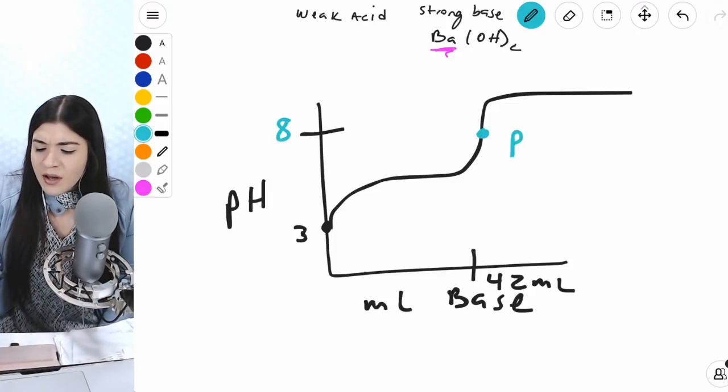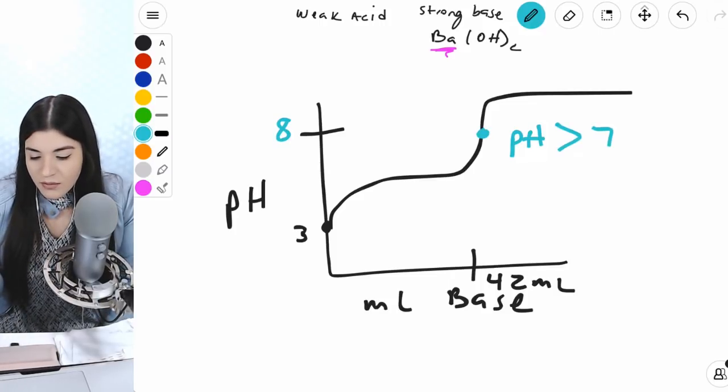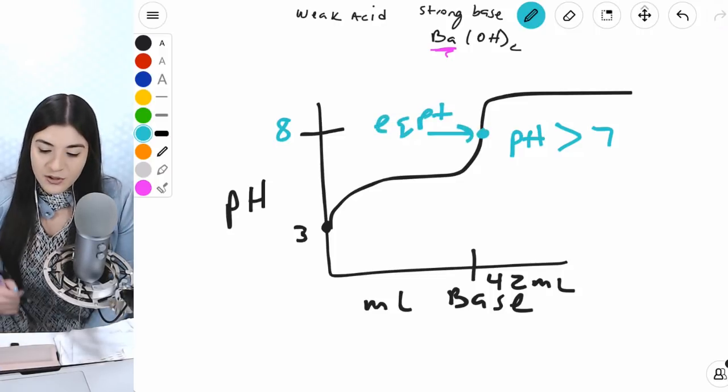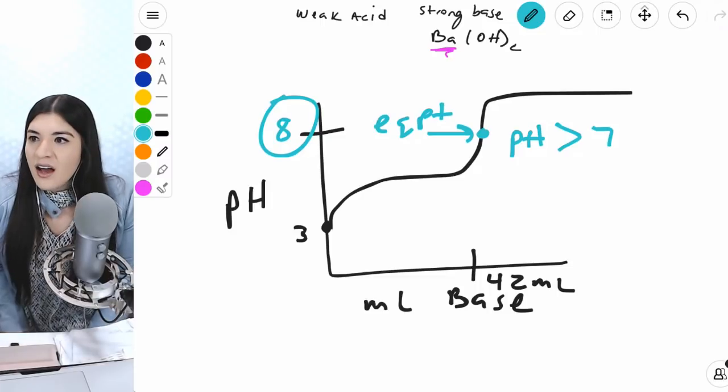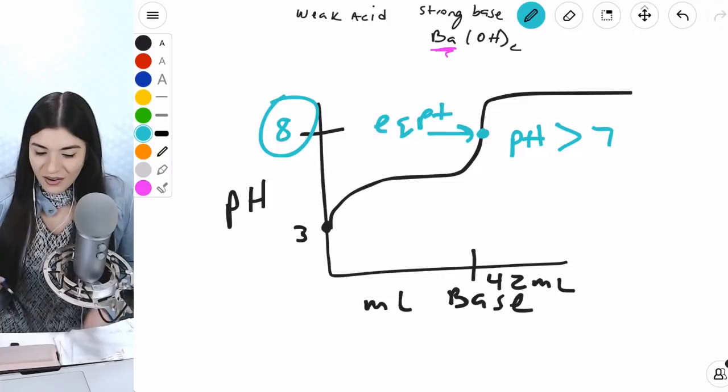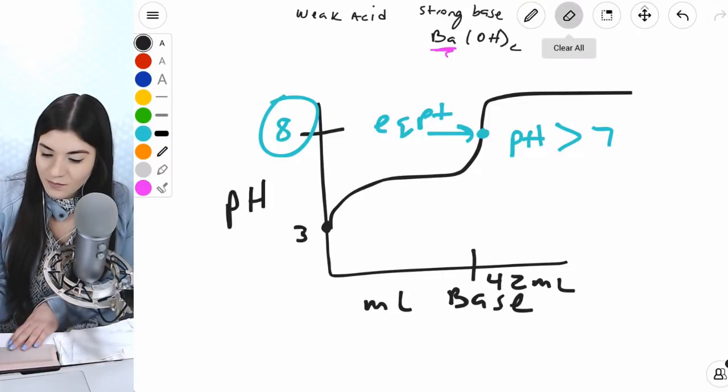Okay, so any single time we have a weak acid, strong base, your pH is greater than 7. So that's where our equivalence point would have been. Okay, and that's where the pH would have been. It really is close to 8. All right, so that pretty much answers 2 questions. So let's move on to another question.